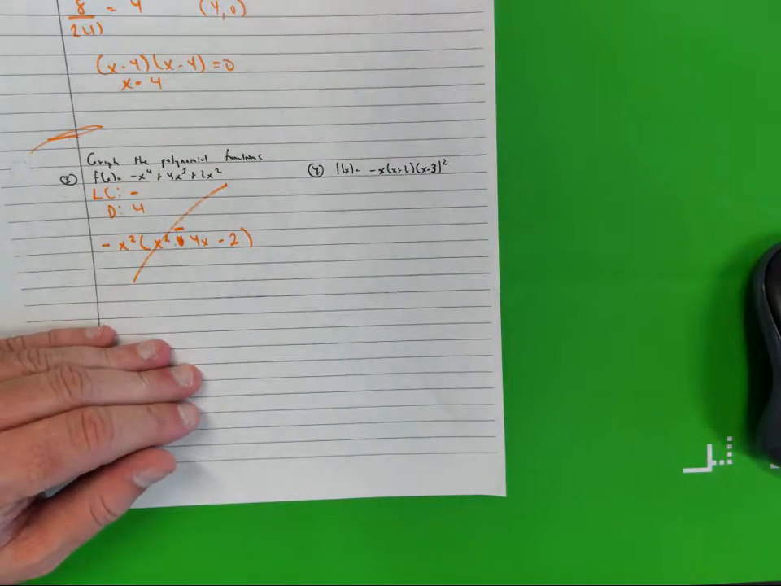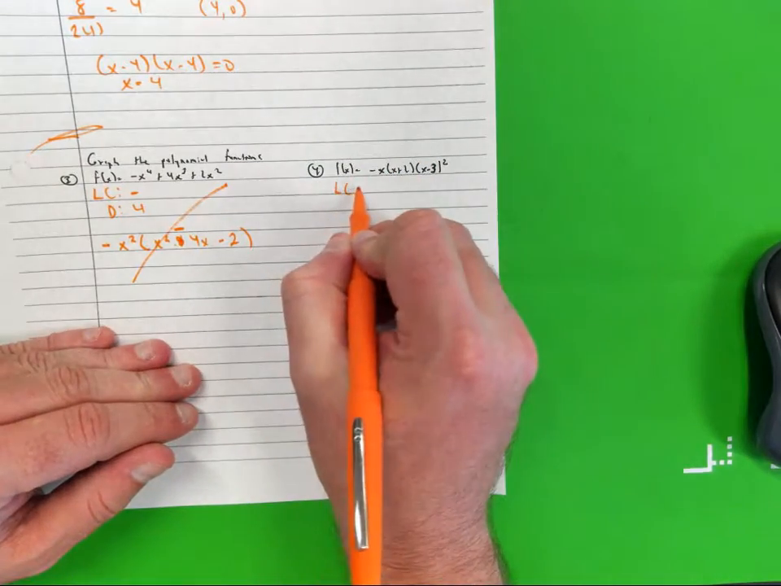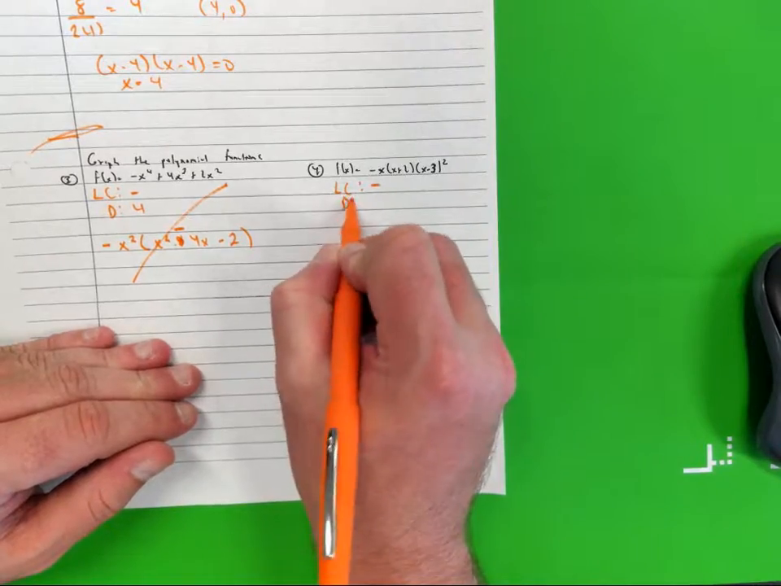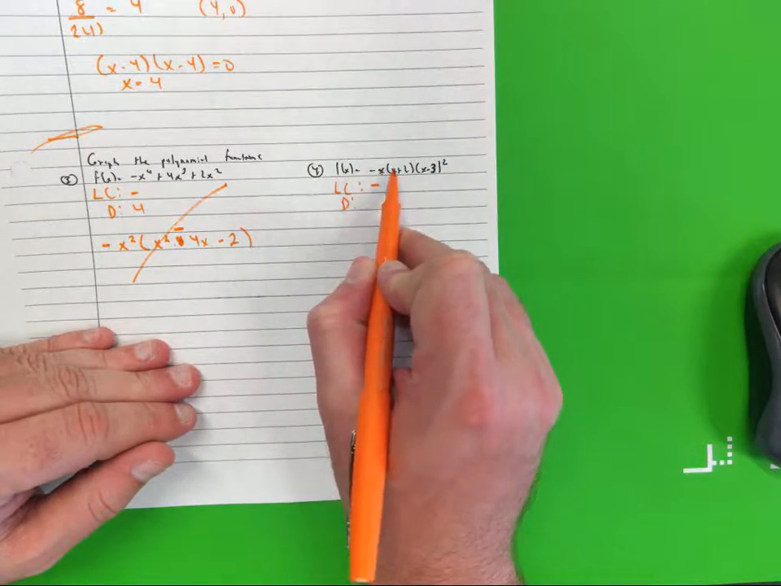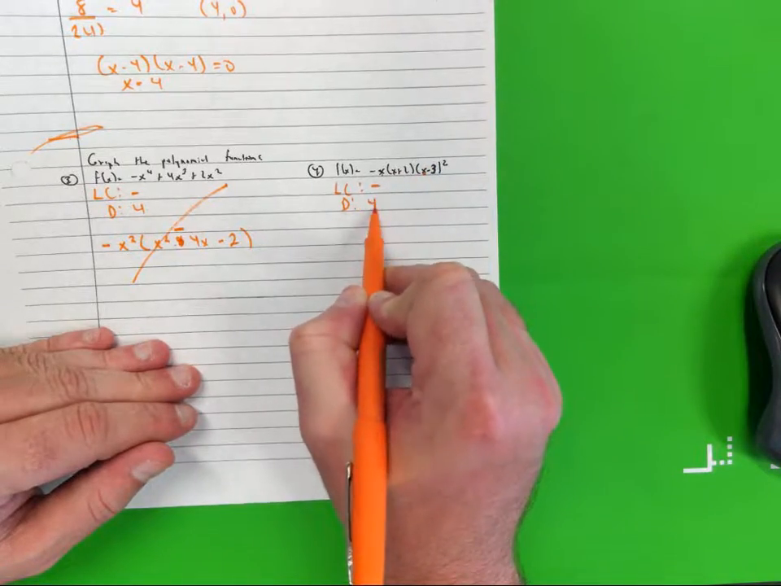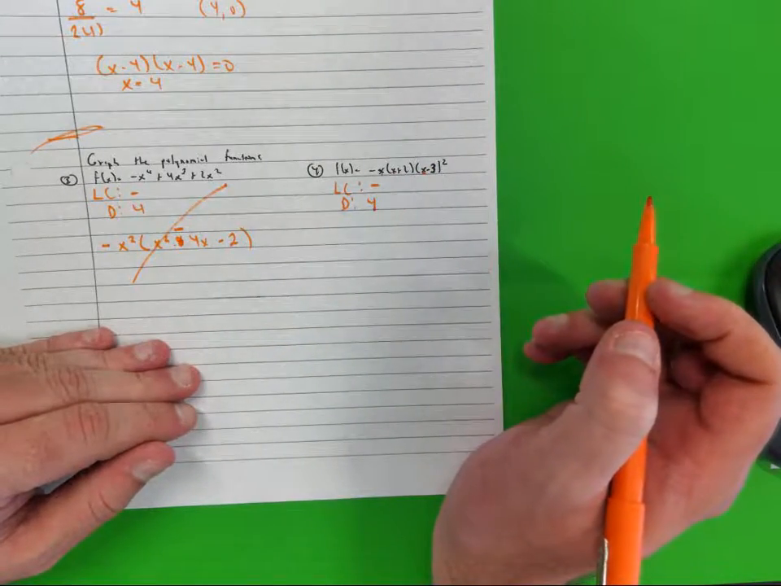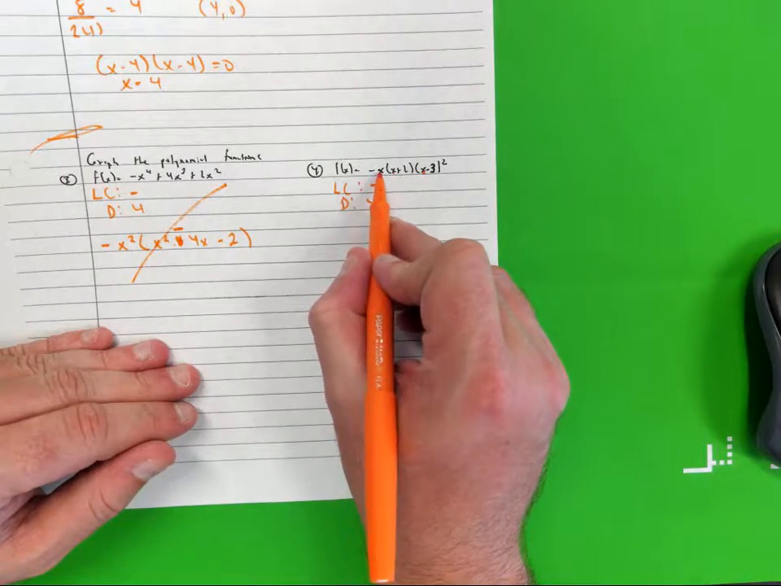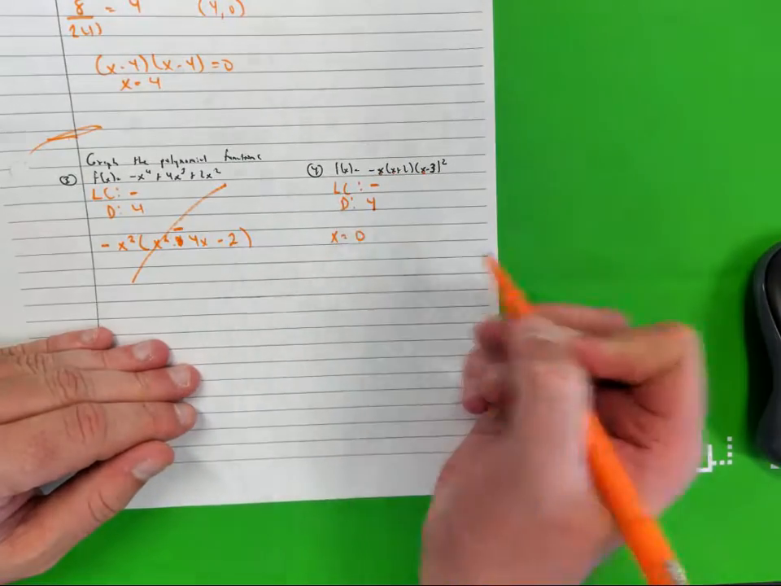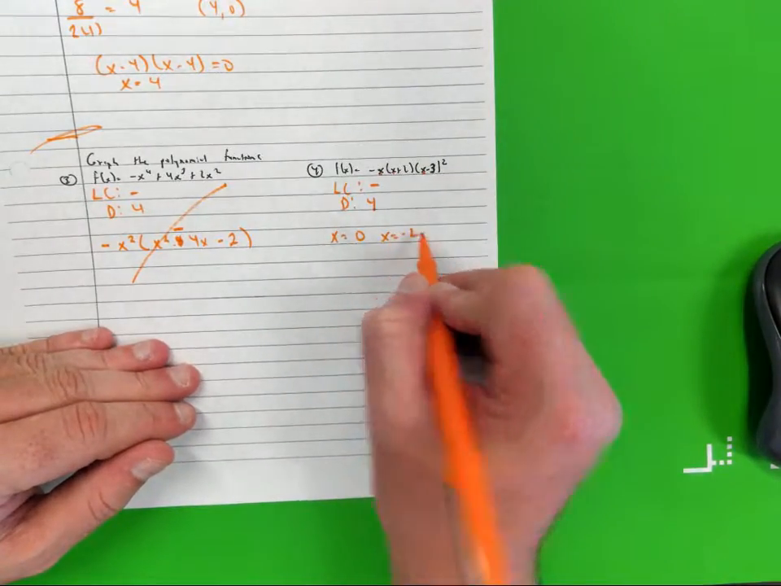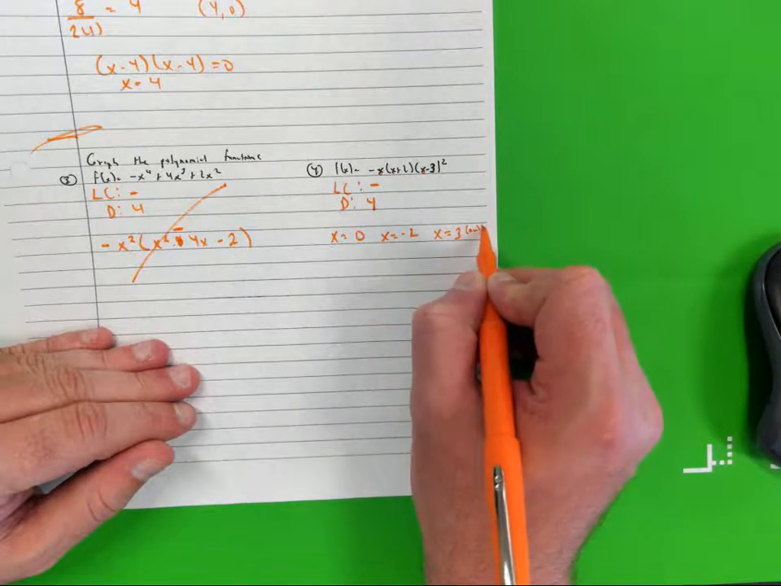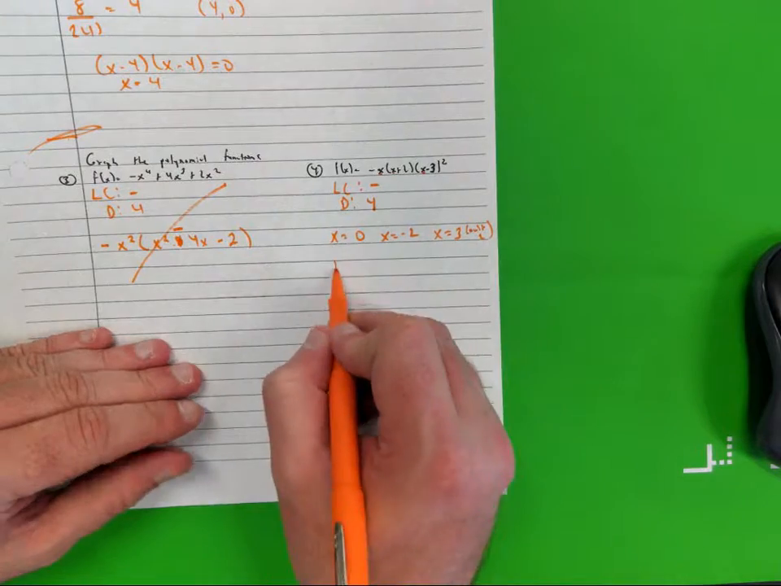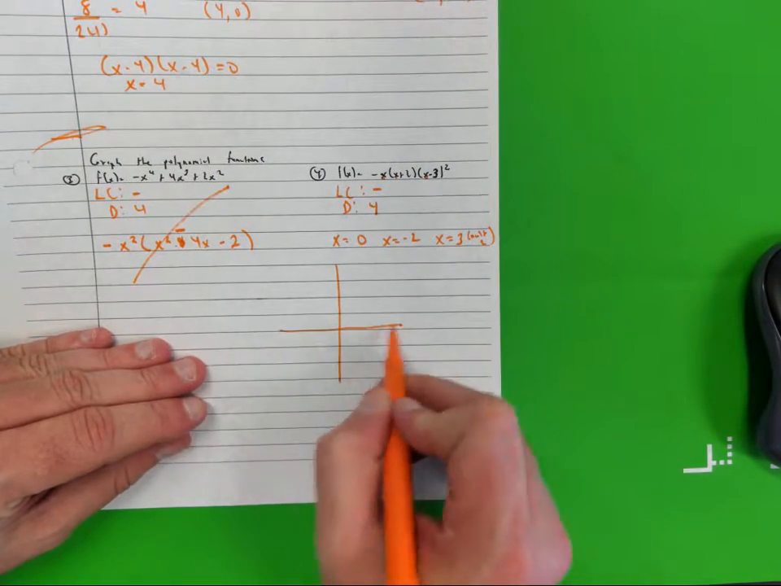Number 4. What's my leading coefficient? Negative. My degree. Okay, when it's in factored form, you count the x's. 1, 2, 3, 4. Do you see that? Degree 4. Now let's list the zeros. Okay, so this first one will be x equals what? The next one will be x equals. And then that last one will be x equals what? With a multiplicity of, and what occurs there? Bump. Okay, so let's graph this quickly.